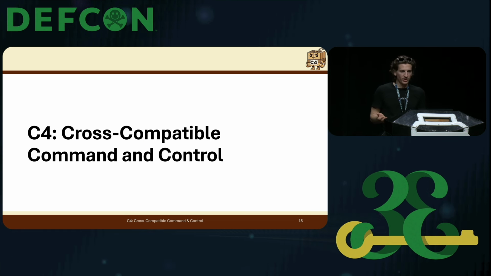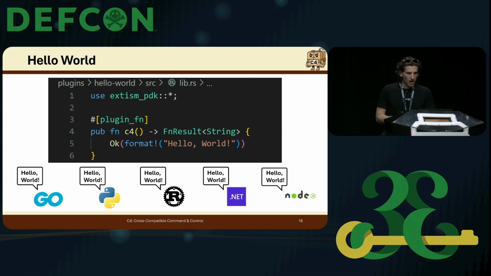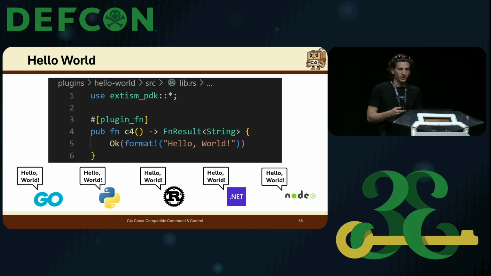So this all sounds great in theory, but it was time to actually put it to the test. And that's when I started developing my tool, C4, the cross-compatible command and control. So in a typical crawl, walk, run fashion, we had to start with a basic hello world. Now, this is a very basic 6-line Rust program to just return hello world. And then I went language by language and just tested this out. Sure enough, one by one, each of the programming languages returned my basic hello world message. So we're off to a good start.